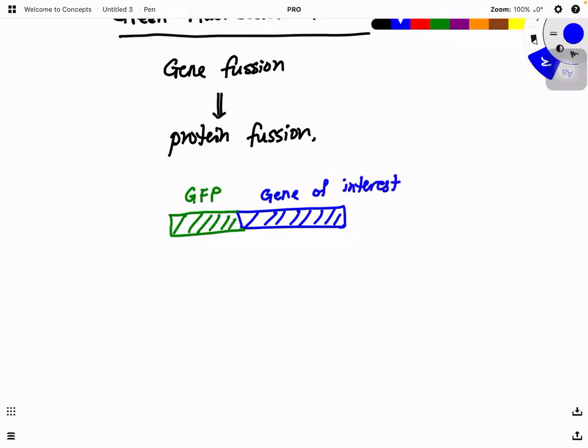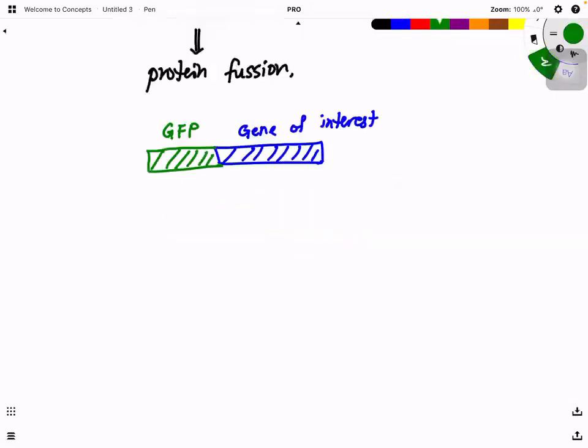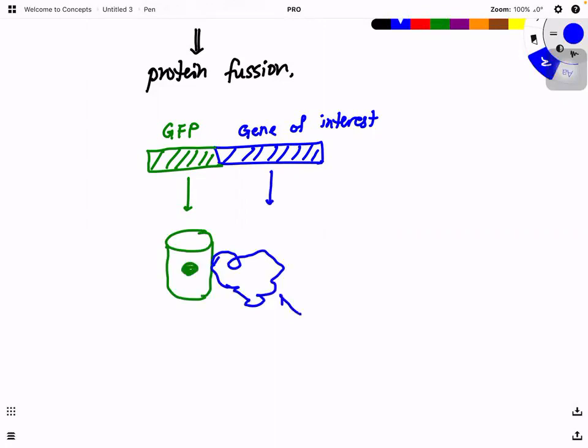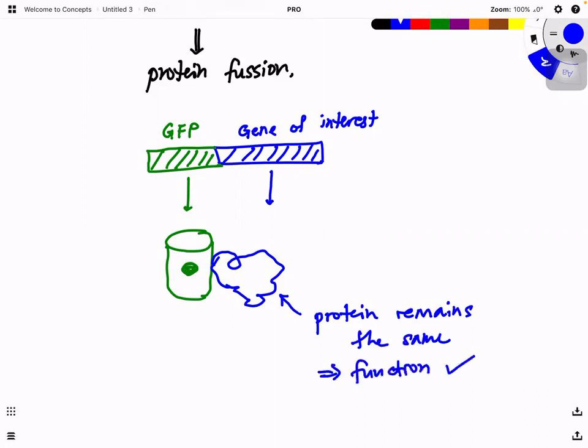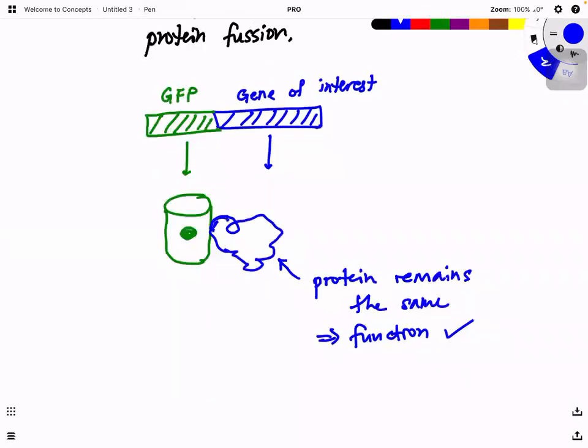So with GFP, what will happen here is GFP will code for the green fluorescent protein, the barrel-like structure with the chromophore, and then the gene of interest also will code for the protein attached to this green fluorescent protein. And surprisingly, this protein remains the same. So means that they still function well. Are you clear? Can you get what I mean? We can do the protein fusion, fuse the protein together with the GFP.